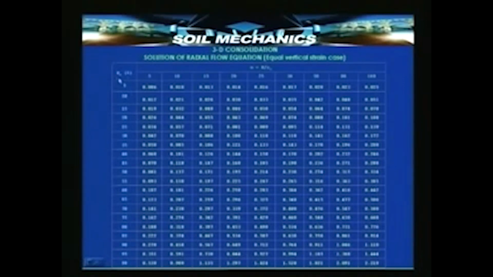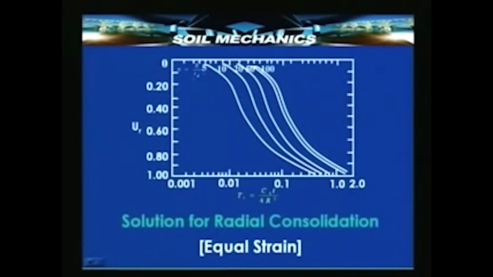Here, for example, if you know UR, for different values of n, you can find out the corresponding TR. Now, what is this n? N is nothing but the ratio of the radius of influence to the radius of the sand drain. The same information was also given in the form of a graph.